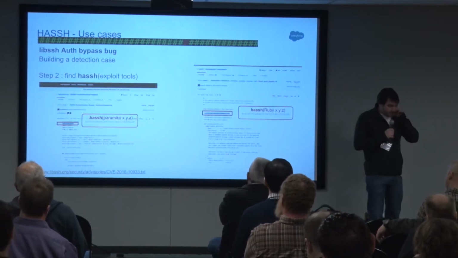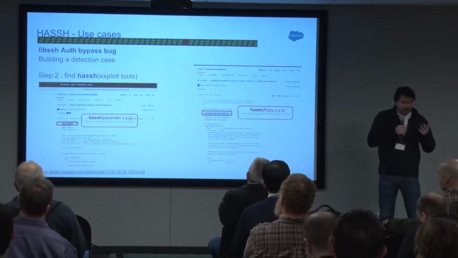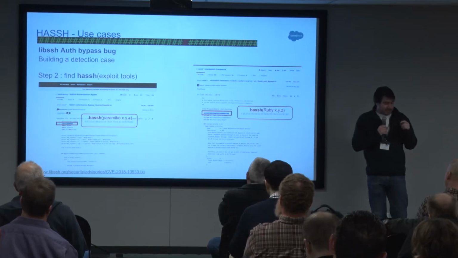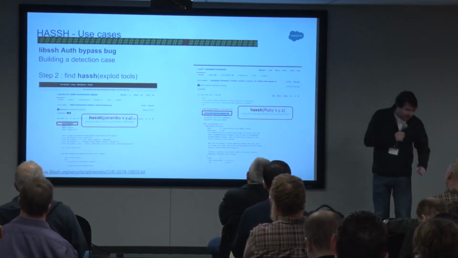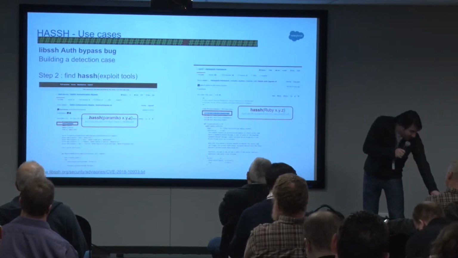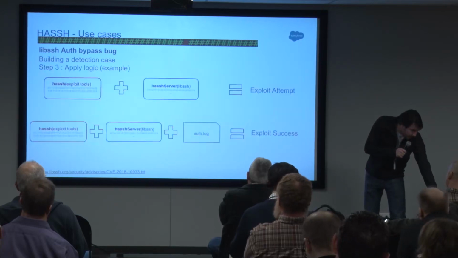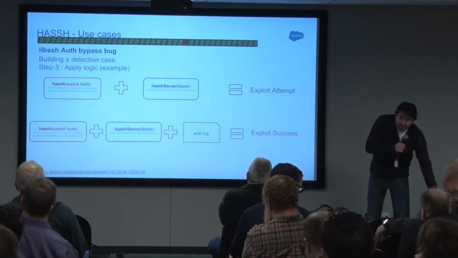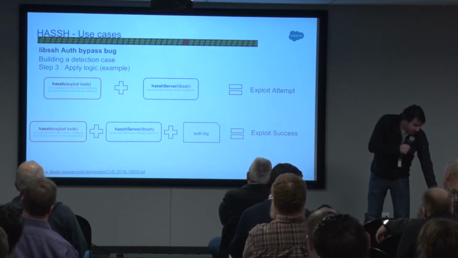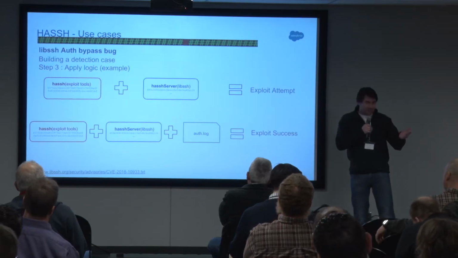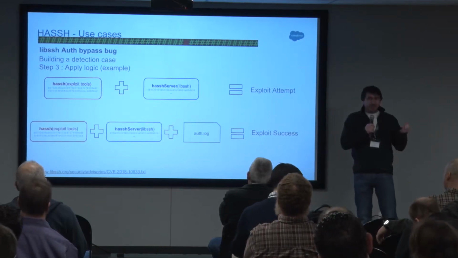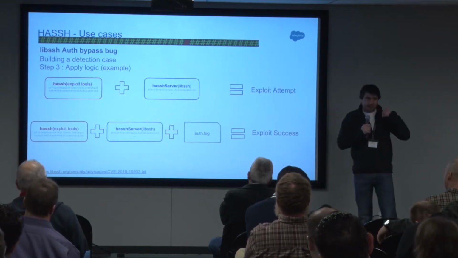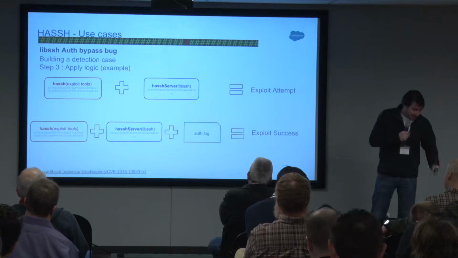So if you find a means of detection for a successful exploit of this libSSH shell, you could look for the hashes of exploit tools. Metasploit uses Ruby, for example, and then the hash server being a libSSH server, you could kind of assume maybe that's an exploit attempt. But if you have the auth logs, you could verify and say this is a successful exploit or whatnot.